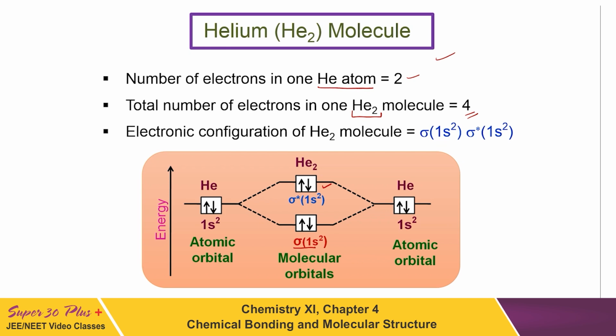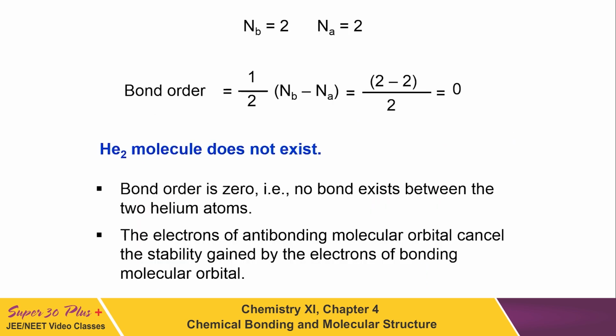Now how many electrons in BMO? 2. And how many electrons in ABMO? Again 2. And this will be the electronic configuration of the He2 molecule. Sigma 1s BMO contains 2 electrons, and sigma star 1s antibonding will also contain 2 electrons. These are the atomic orbitals, belonging to the atom, and these are the molecular orbitals, belonging to the molecule. And here will be the bond order. Number of electrons in BMO 2, number of electrons in ABMO 2, bond order will be absolute 0.